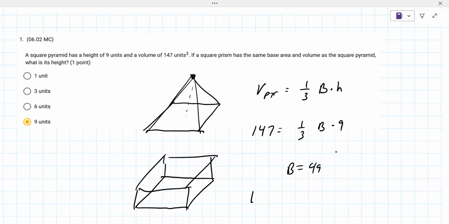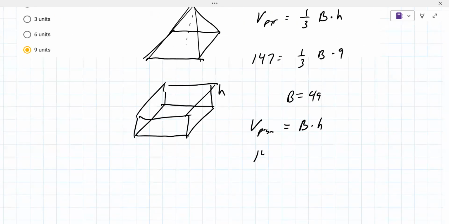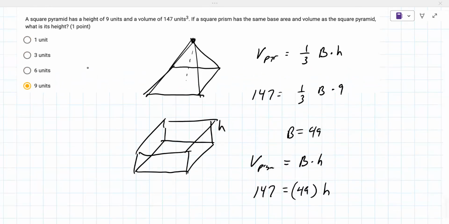So now the square prism, again, it's got these heights here. We know that the volume of a prism is the area of the base times the height. So it's saying it's got to have the same volume, 147. The base is 49. So what must the height be? It would have to be 3. Yes. Very good.